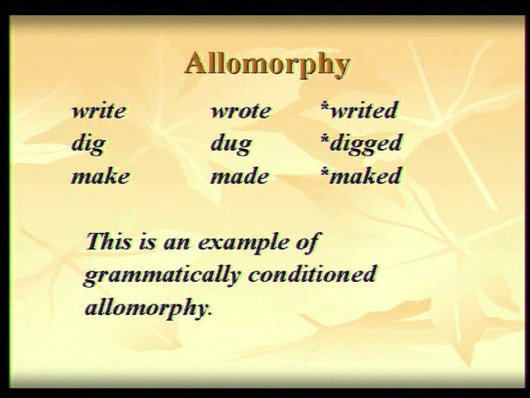These forms, we are taught, are exceptions. In such cases, we call these grammatically conditioned allomorphy. Here, there is no way in which we can predict what the past tense form will be.